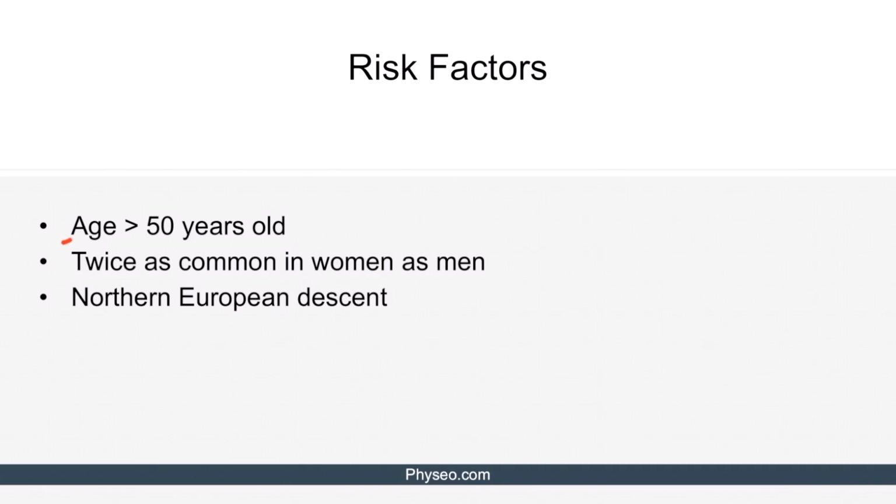Risk factors include age greater than 50 years old and female sex. Notably, temporal arteritis is twice as common in women as men. So if you encounter a question about a female over the age of 50 who complains of a severe headache, especially over her temples, at least consider giant cell arteritis. Also know that this condition is commonly seen in people of Northern European descent.